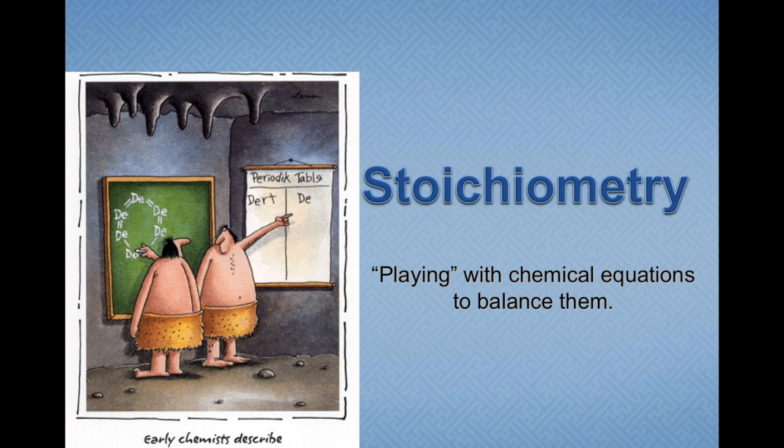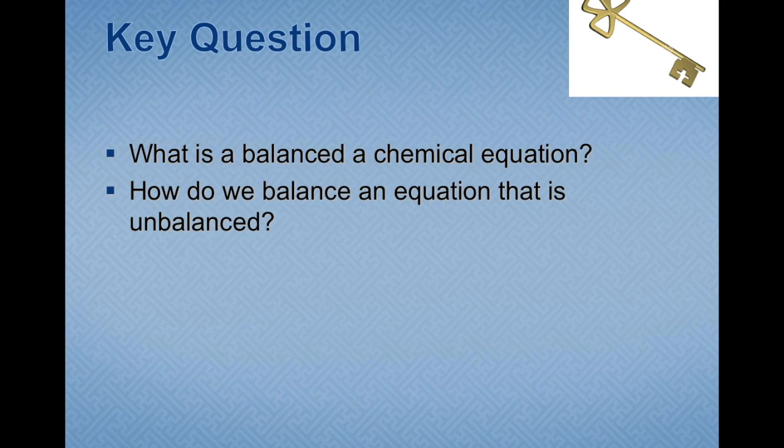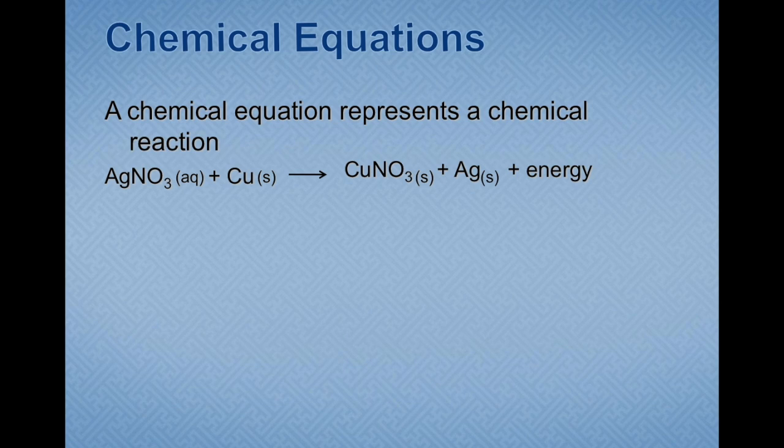Today's lecture, we're going to be talking about stoichiometry, which is a process of playing with chemical equations to balance them. So the first question we need to ask is, what is a balanced chemical equation? And the next question is, how do we balance an equation that's not balanced? So first, we'll do some review of what chemical equations are.